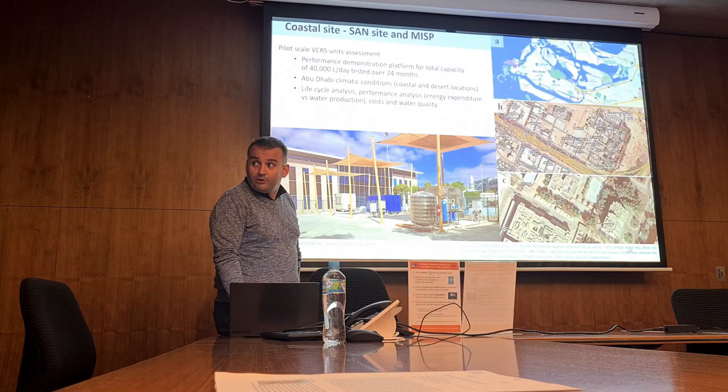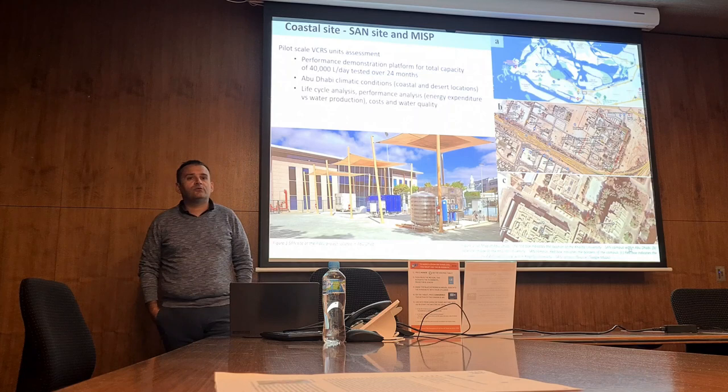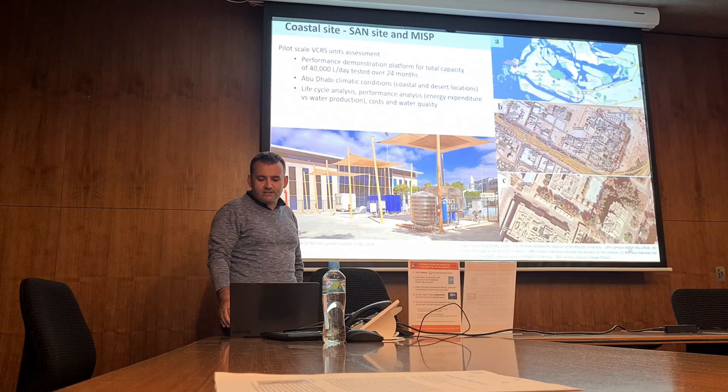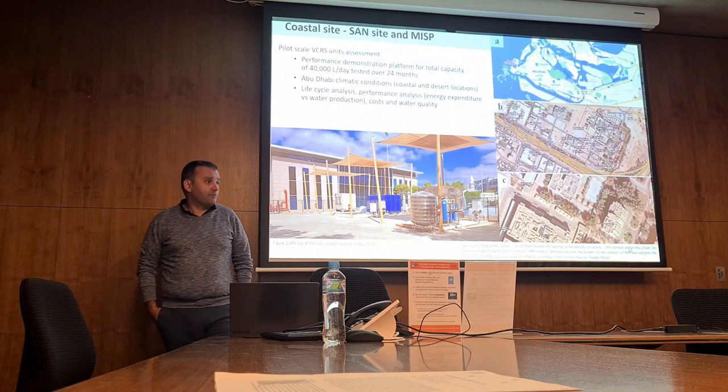We use that water for irrigation of the campus because we didn't have permission to use it for drinking purposes, obviously, although it is potable, but we use that to irrigate the trees and the grass around the campus. And we are producing about half of the water for the entire campus with these three systems right now.